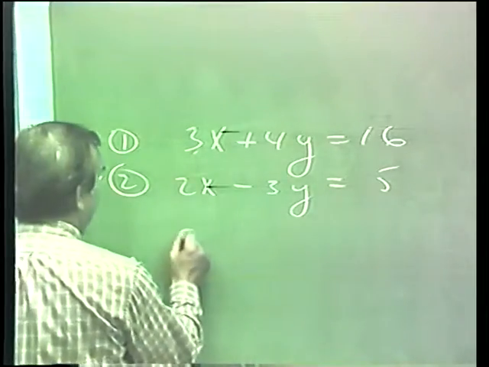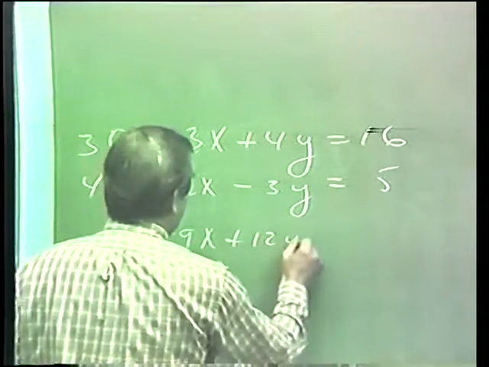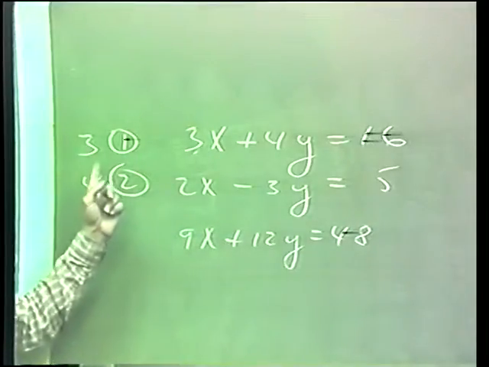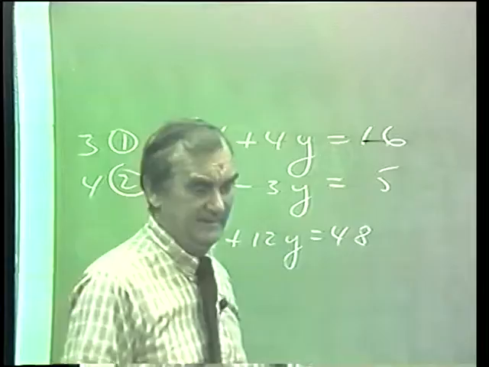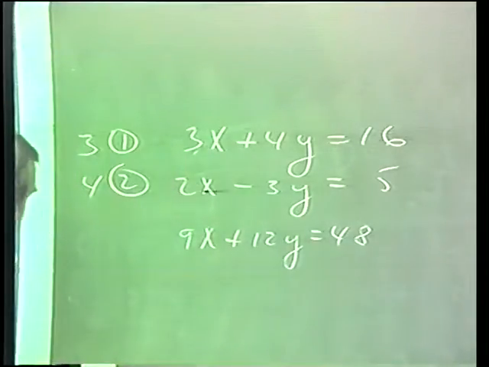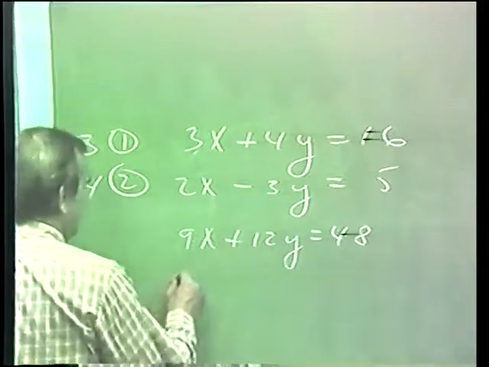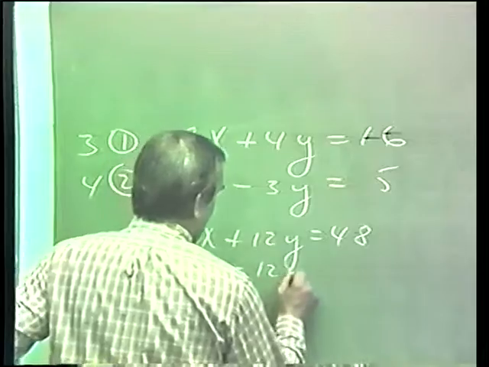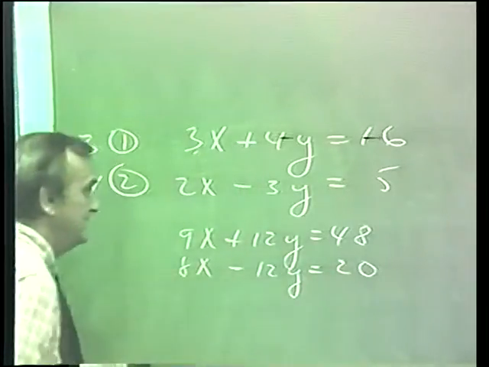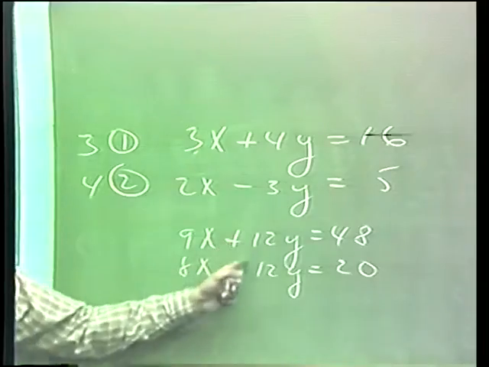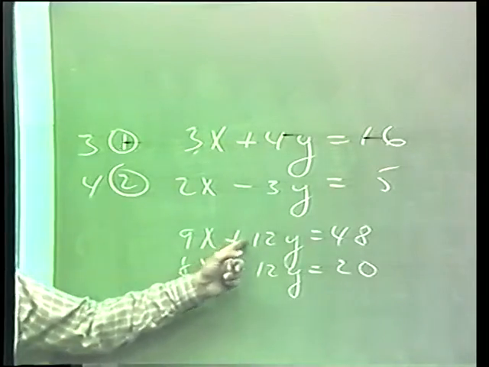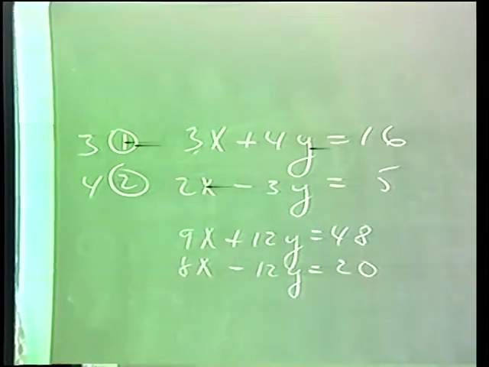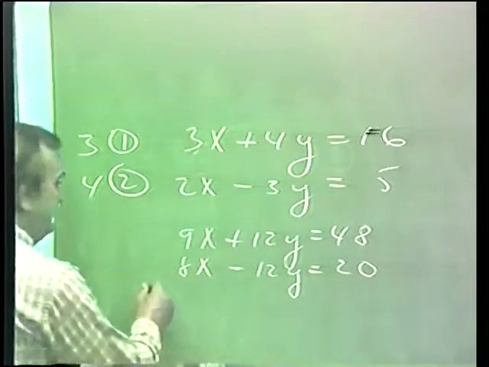Let's see what happens. If I do that, I have 9x plus 12y equal 48. Remember, she said multiply equation 1. It means every single term in equation 1 by 3. She said multiply equation 2 by 4. If I do that, I have 8x minus 12y equal 20. Notice the y's. They now have the same coefficient, opposite signs.